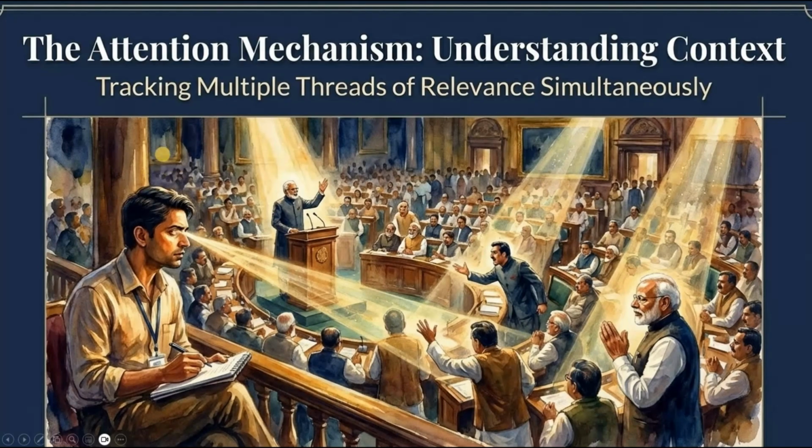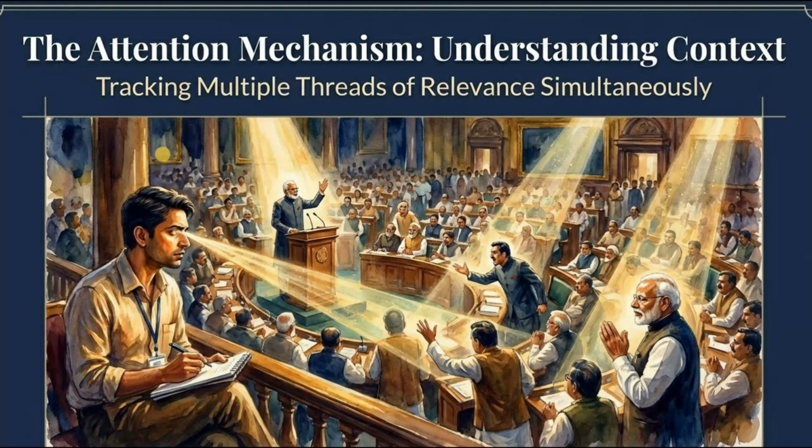The transformer architecture has multiple attention heads, essentially multiple different spotlight systems, each capable of capturing different types of relationships simultaneously. One head might be tracking subject-verb agreement, another might be tracking co-references like he or they, another might be tracking topic consistency.